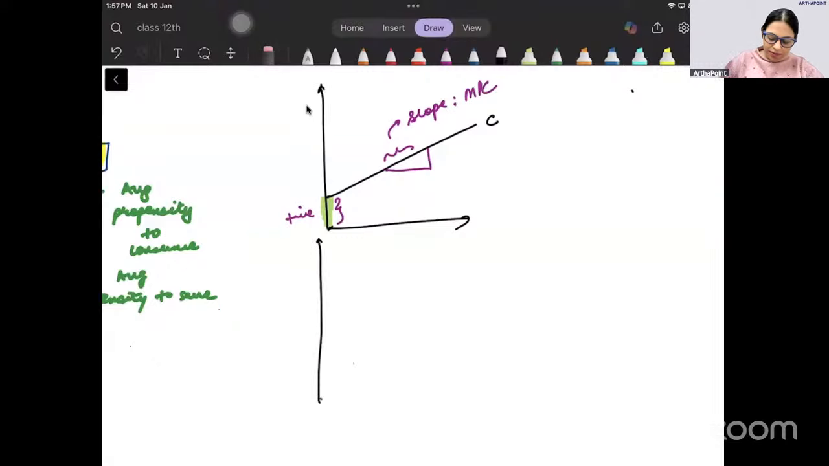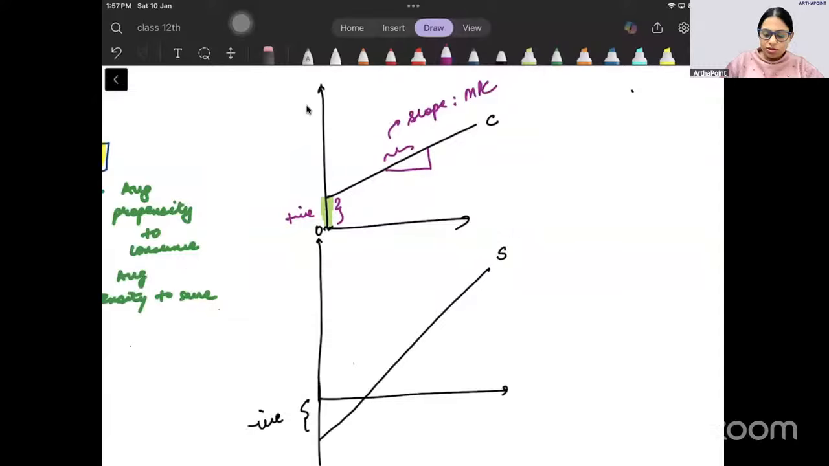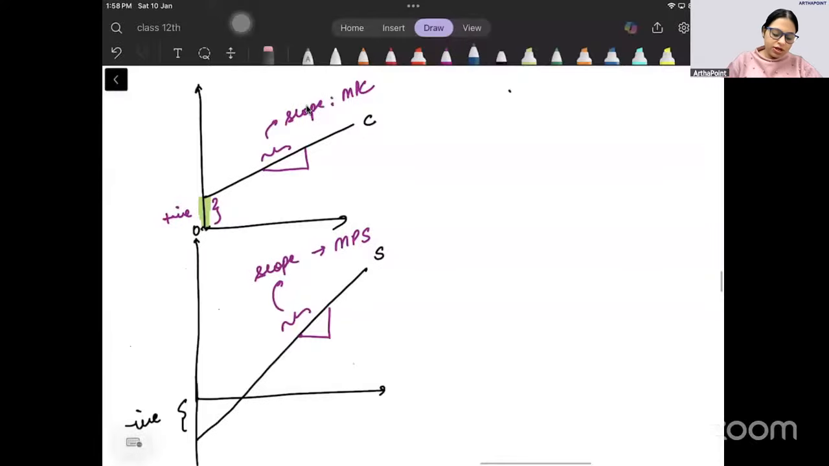Similarly, my S bar is negative because when my income is zero, I'm consuming from savings. So savings are negative. This is my savings function. And its slope is marginal propensity to save. Okay, so I get one marginal propensity to consume and one marginal propensity to save. Autonomous consumption is positive, autonomous saving is negative.